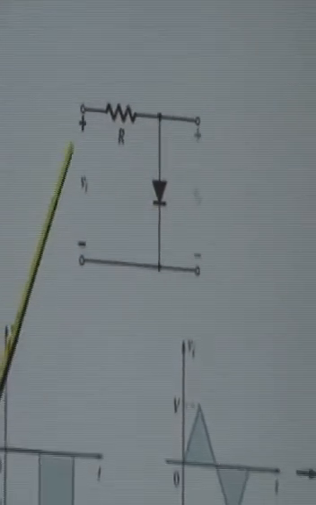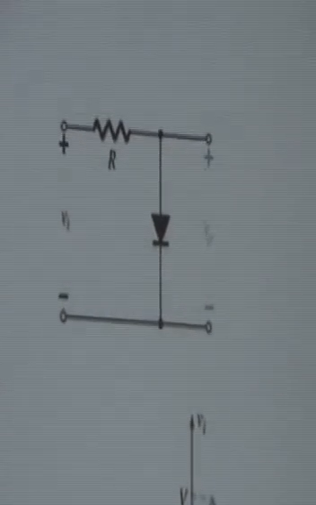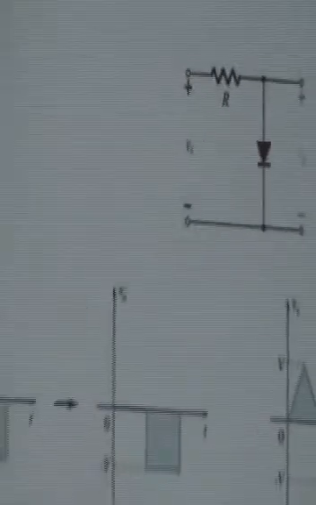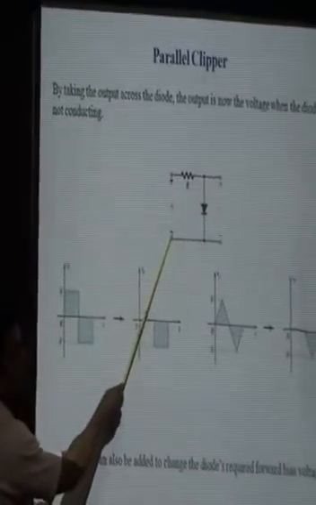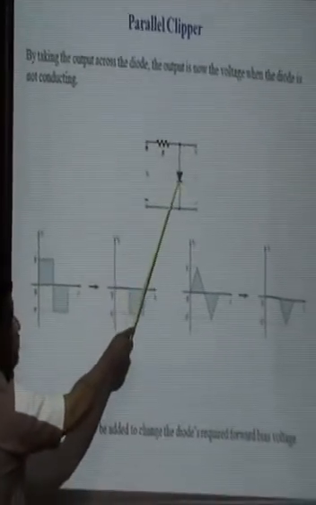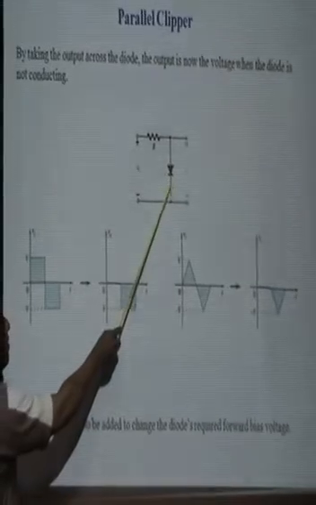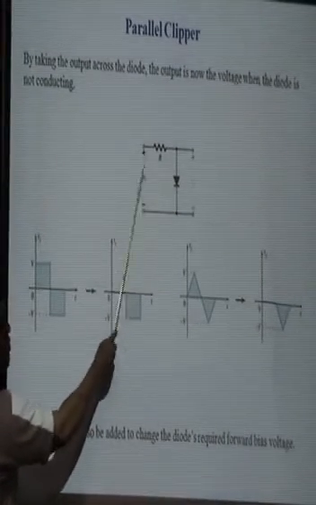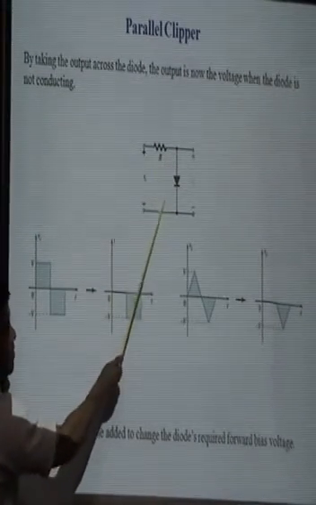Here we find that this is the positive terminal, this is the negative terminal. So for the positive half cycle from 0 to pi, the waveform is positive and the polarity is this, and the diode is in forward bias condition. For the diode in forward bias condition, the current conducts.